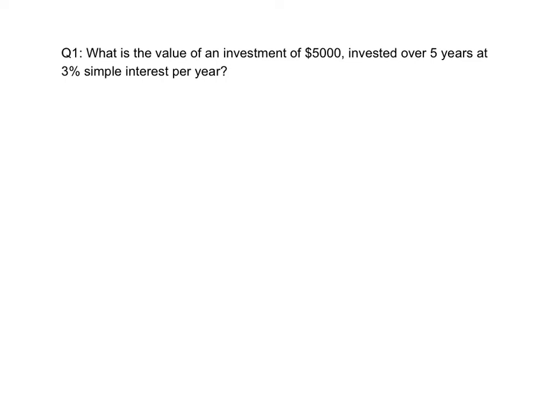Let's start by looking at a very standard simple interest problem. Question 1: the value of an investment of $5,000 invested over 5 years at 3% simple interest per year. Whenever we're told that this is specifically measuring simple interest, that's our indication to use the simple interest formula, which is A equals P plus PRT.